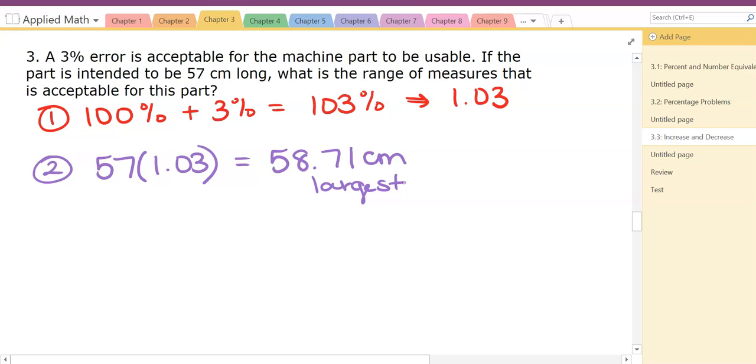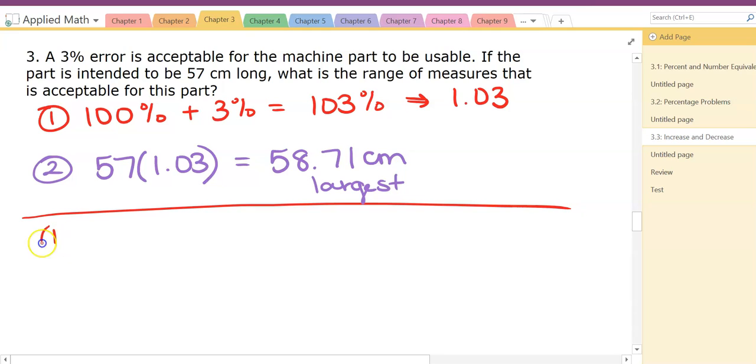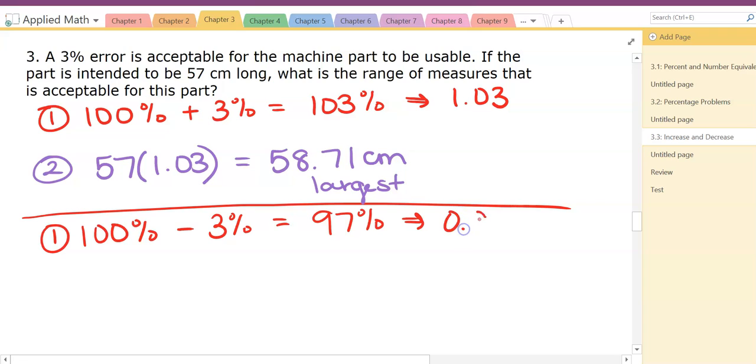Anyone have an idea of how I would find the smallest? Subtract 3% instead of adding 3%, right? So I would do the same 2 steps here. I would do 100% minus 3% instead of adding it, because this would be the amount of decrease that I'm okay with. So that's 97%, which is 0.97 as a decimal. Then we take that times 57.